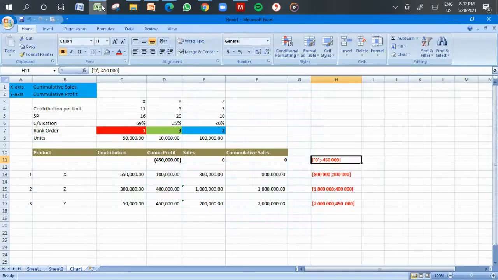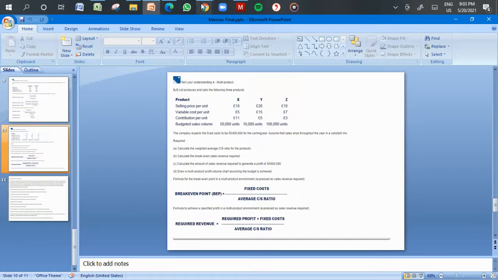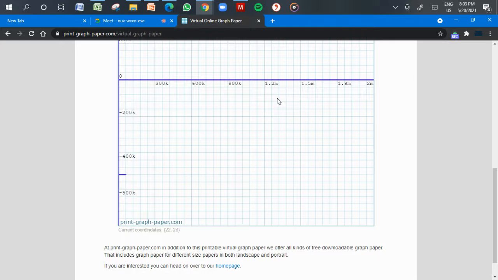That's the first coordinate. Then the second coordinate is our 800 cumulative sales and 100 cumulative profit. So where do we go now? It's 800 and 100. Where is 800? Yes, 800 is here between 600 and 900, maybe 800 is here. So that is where our 800 is.